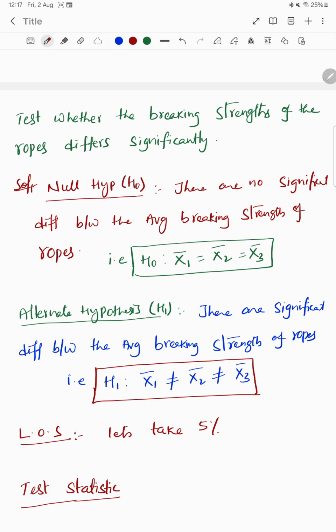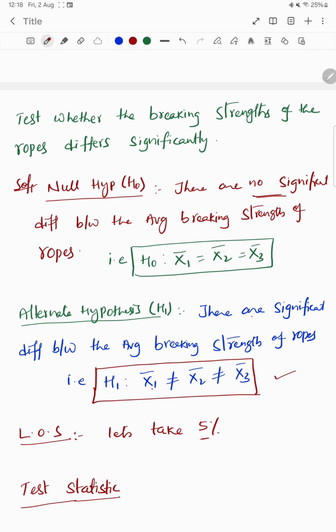So after the null hypothesis I have taken the alternate hypothesis. This is purely opposite to the null hypothesis. So in the null hypothesis we have taken no significant differences. So in the alternate we have taken there are significant differences. So my alternate hypothesis will become x1 bar is not equal to x2 bar is not equal to x3 bar, and level of significance was not mentioned in the question, so I have assumed 5%.